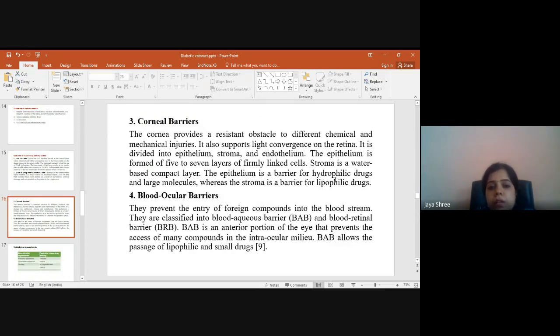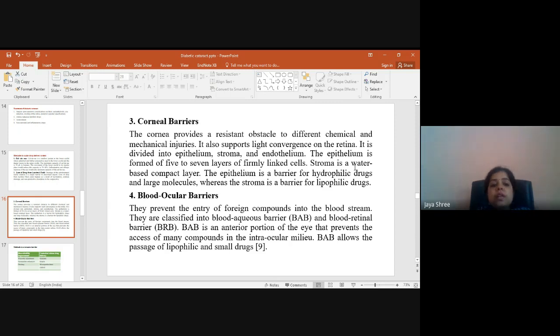corneal barriers are there, because the cornea provides a resistance obstacle to any chemical and mechanical injury, and it is divided into epithelium, stroma, and endothelium. The epithelium is formed of 5 to 7 layers of firmly linked cells. Stroma is a water-based compact layer. The epithelium is a barrier for hydrophilic drugs and large molecules, whereas the stroma is a barrier for lipophilic drugs and small molecules. So the cornea also offers resistance to the drugs.